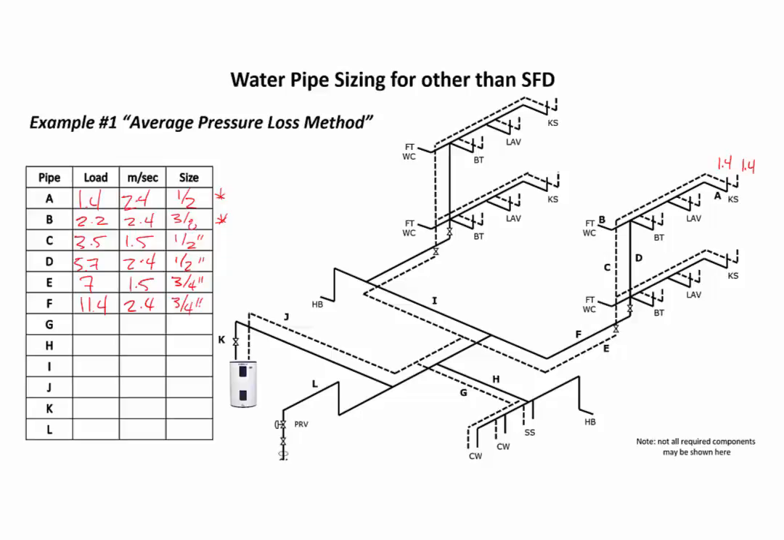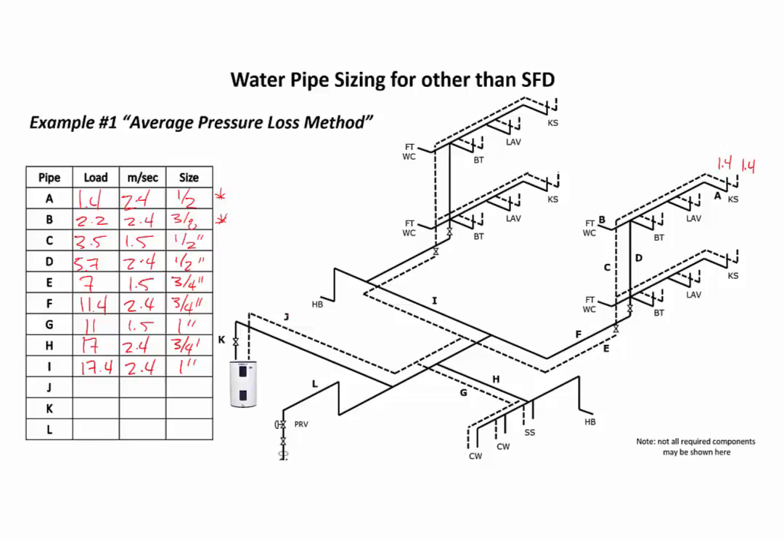Okay, so I think we're getting the hang of this. G, 11 fixture units. It's hot, so 1.5 meters per second. I get 1 inch. H is 17 fixture units, 2.4 meters per second. It's cold, so that's 3/4 inch. I, 17.4. We've got the 2 suites to the left plus the hose bib. 2.4 meters per second, 1 inch.